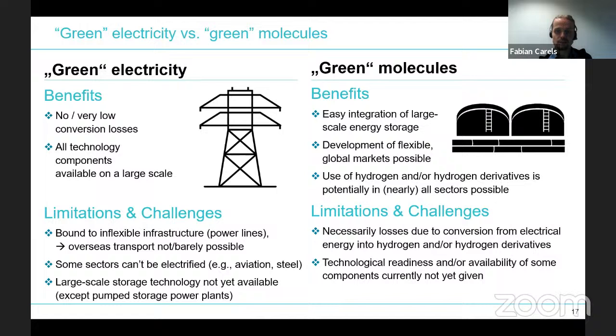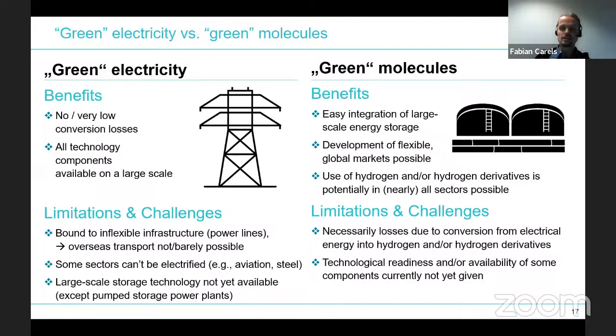It also has to be considered that the use of the transported green electricity is limited, as not all sectors can be electrified. Examples are the steel production or chemical industry, where we also in a green future need molecules. In addition, the storage of large amounts of energy can only be connected to electricity transport to a very limited extent. On the other hand, we have the transport of the green molecules.